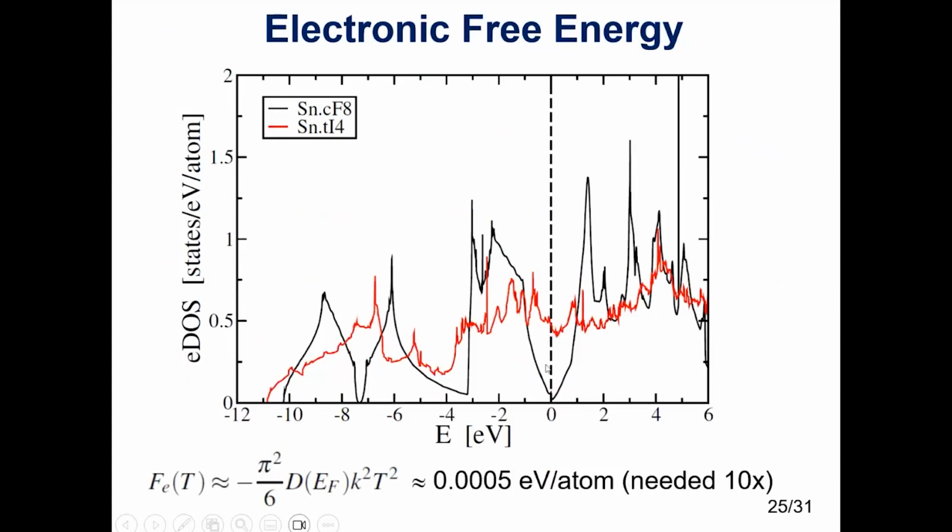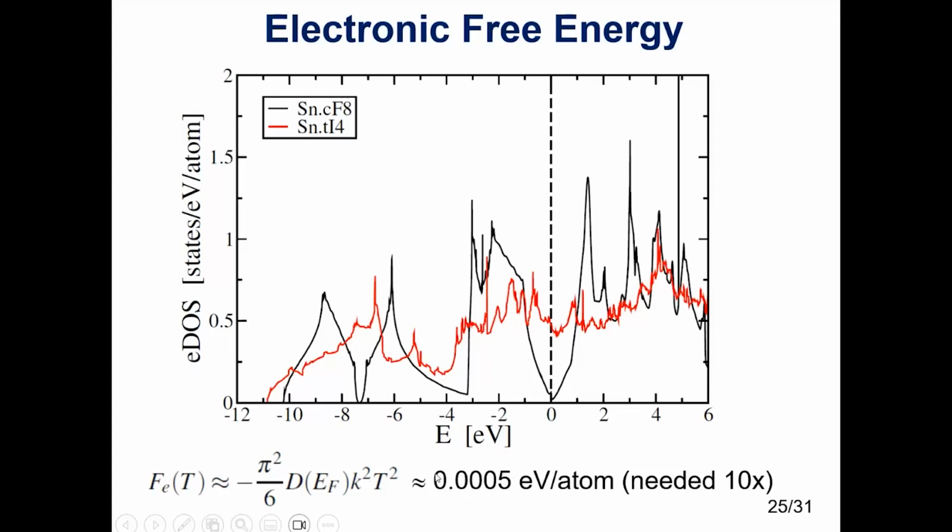And you see that tin has a very deep pseudogap right at the Fermi energy. So almost no electronic states at the Fermi energy, whereas the high temperature phase has roughly a half a state per eV per atom. So if we work out the value of the electronic free energy, it turns out to be about a half of a milli-electron volt per atom.